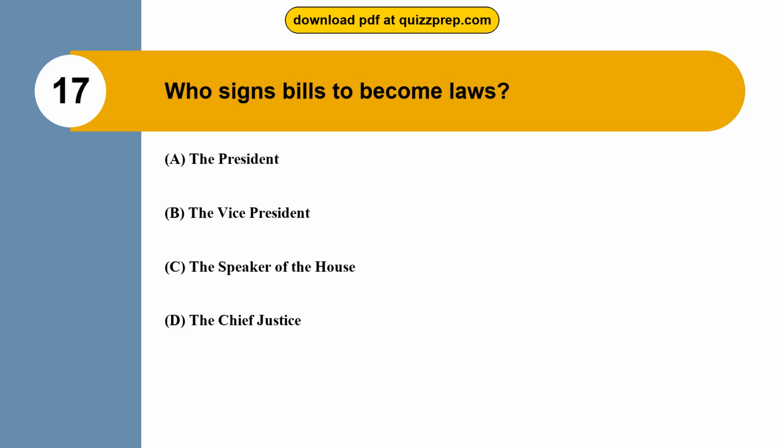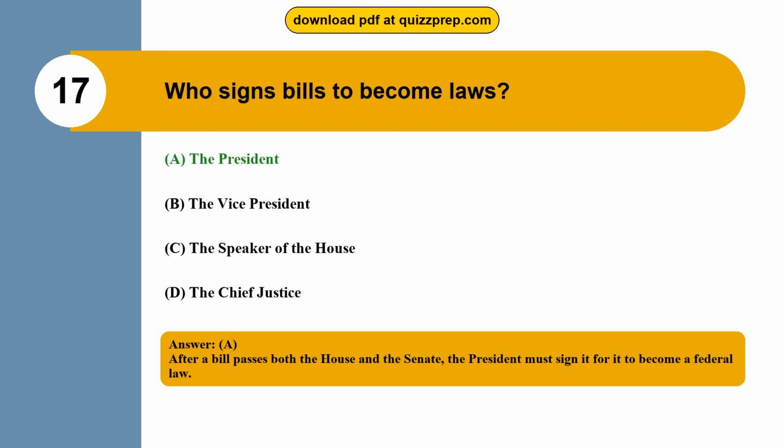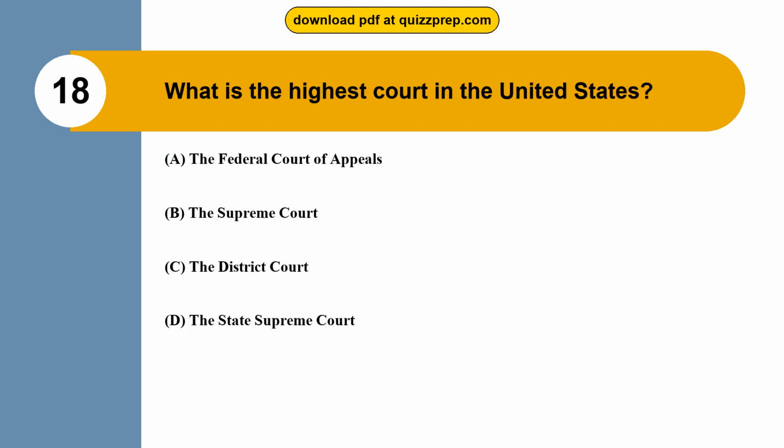Question 17. Who signs bills to become laws? Option A, the President. Option B, the Vice President. Option C, the Speaker of the House. Option D, the Chief Justice. The correct answer is option A, the President. After a bill passes both the House and the Senate, the President must sign it for it to become a federal law.